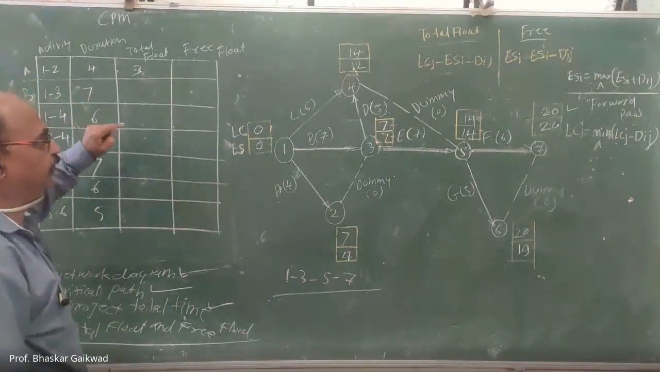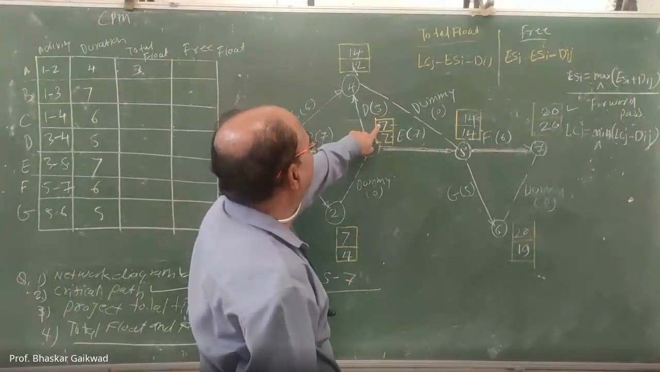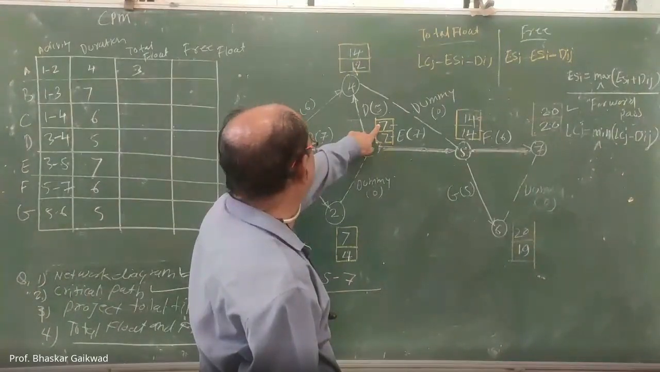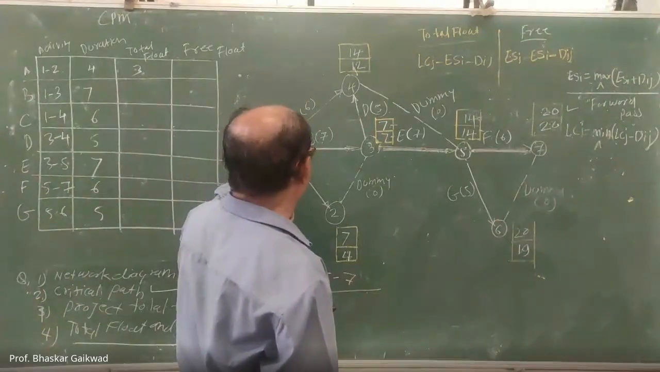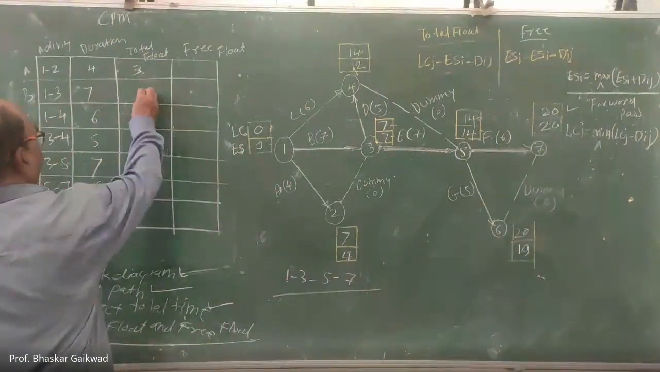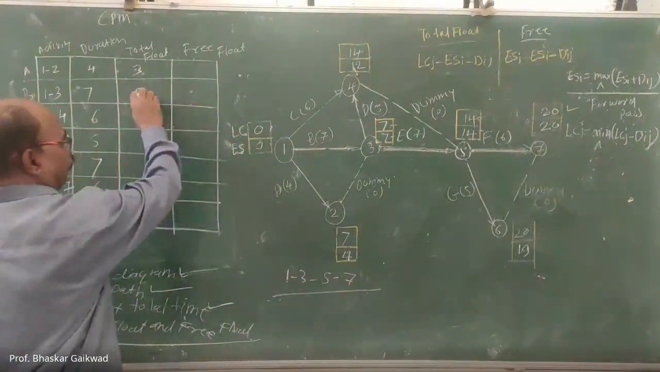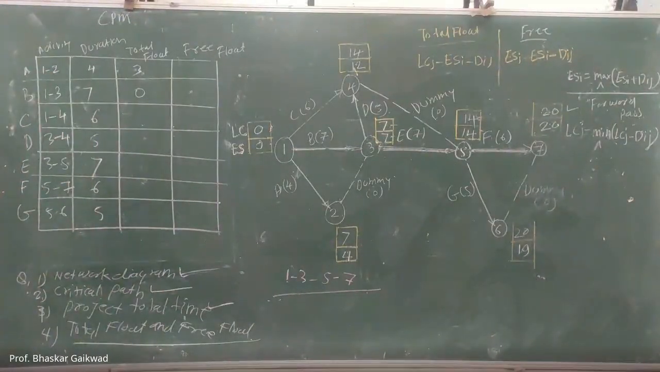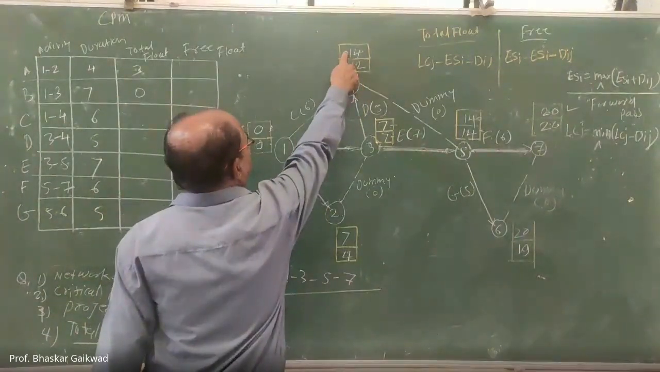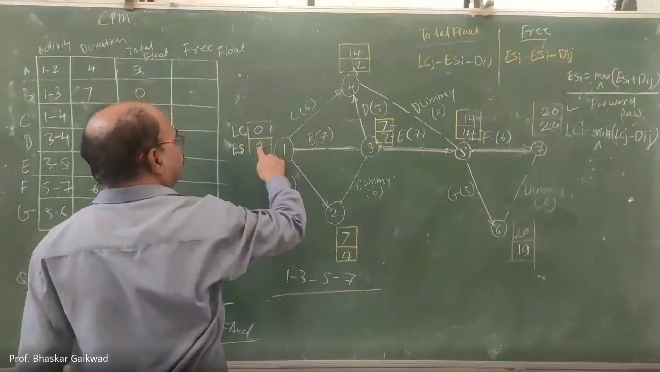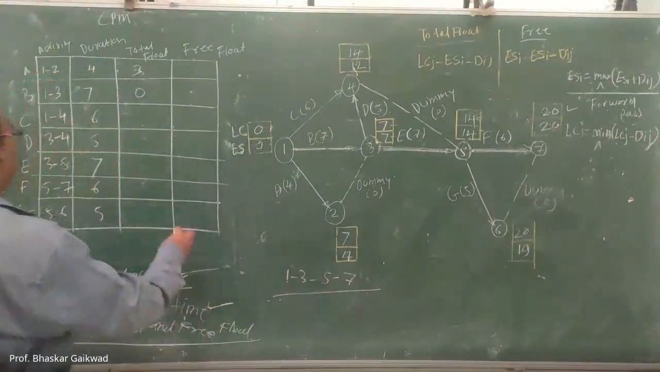After that 1 to 3. So here it is 1 to 3. What is here? LCJ is 7. Correct? LCJ 7 minus ESI minus duration. Here it is 0. See that? This minus this, 0. So this is about 1 to 4. For this activity LCJ is 14. 14 minus 0 minus 6. So how much? 8. So here it is 8.